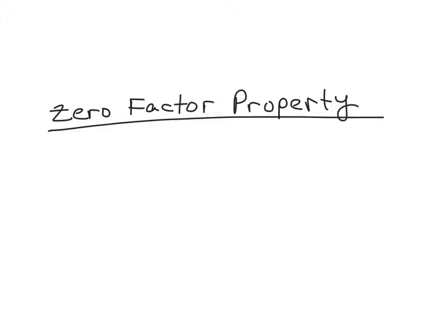The zero factor property looks like this. It says if A times B is equal to 0, then one of two things has to be true. What do you think we're going to put? Either A or B has to be 0. That's right. You cannot multiply two things and get 0 unless one of them is 0. That's the only way it can happen.